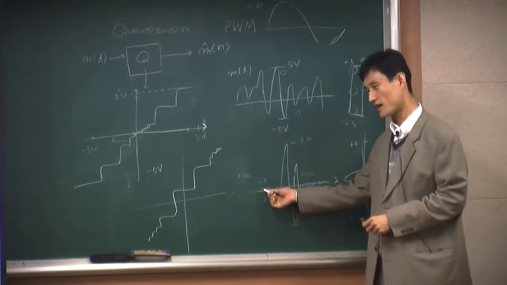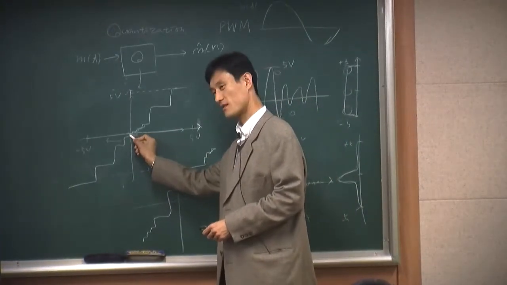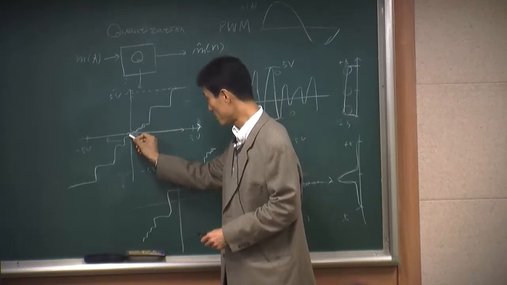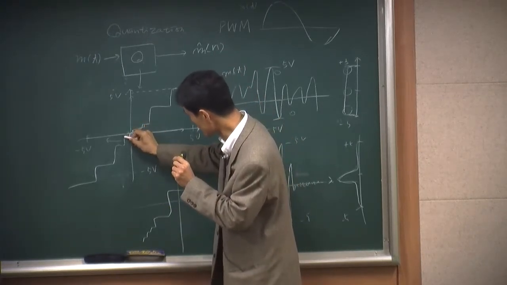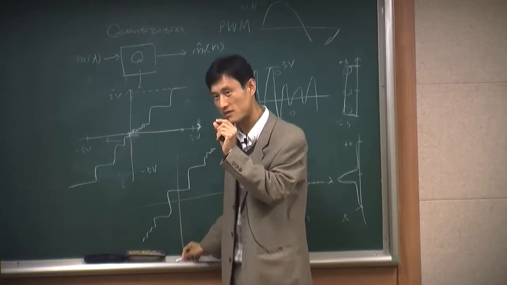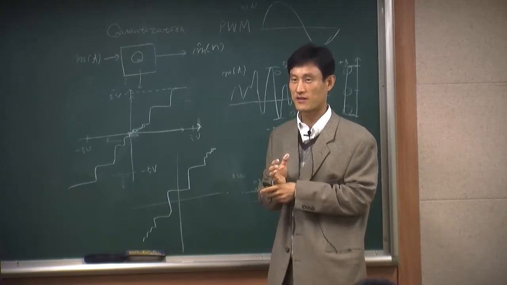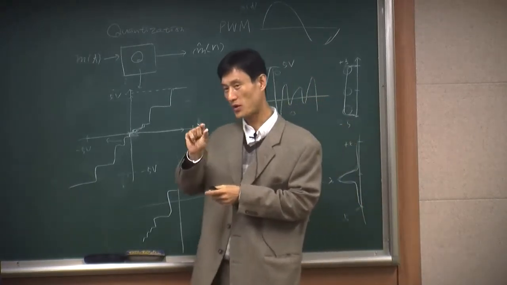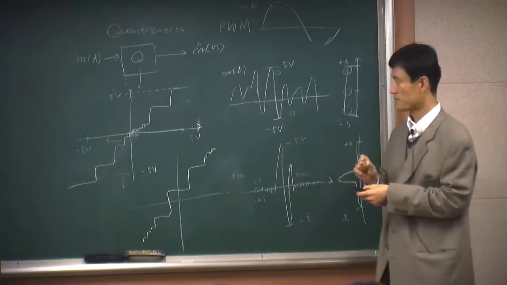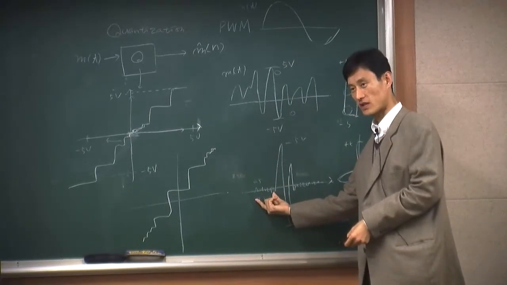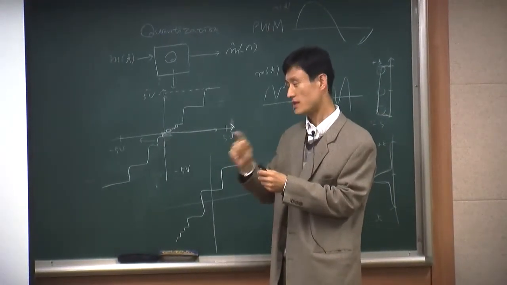Because most of the time your signal is very small. So most of the time your signal is right here. By making the step size very small in here, you can reduce the quantization error. When you make the step size small, the quantization error is always very small. That's what happens most of the time, so that's why you want to make very small steps in here.